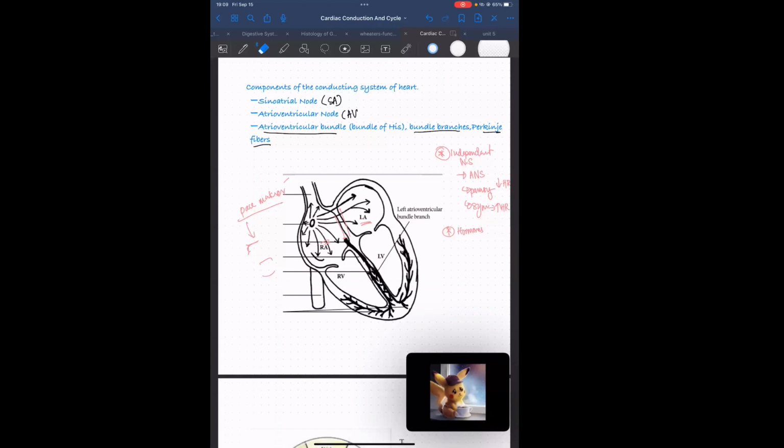When it comes to the AV bundle, bundle branches and Purkinje fibers, they are specialized masses of fibers. This AV bundle will start at the AV node and transmit the impulse from the AV node to the ventricles through the bundle branches. You have the left bundle branch here, the right bundle branch here, and these are the Purkinje fibers.